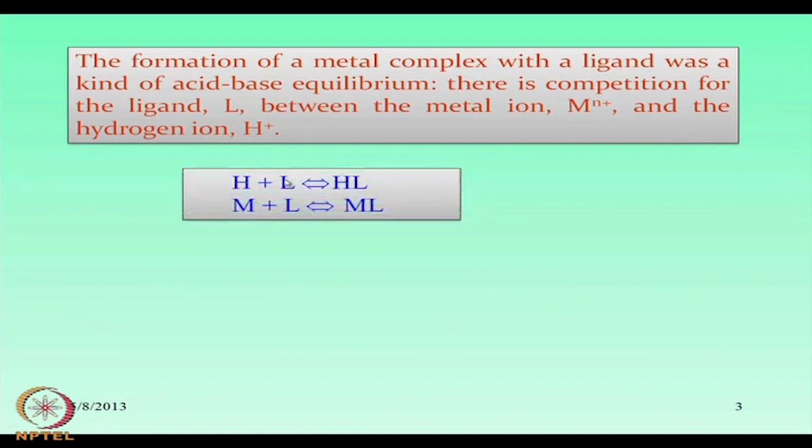So, we have these two equilibrium processes simultaneously operative, between H and L and between M and L, and for simplicity we have not added the charge on the H and the charge on the M. So, the competition between the formation of HL and ML is important, and if the ligand is an anionic one, it basically gets back the proton to give the neutral ligand.